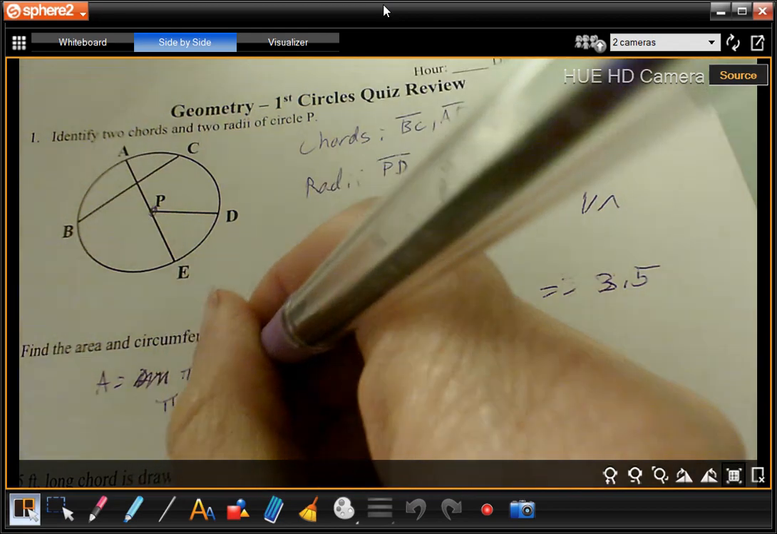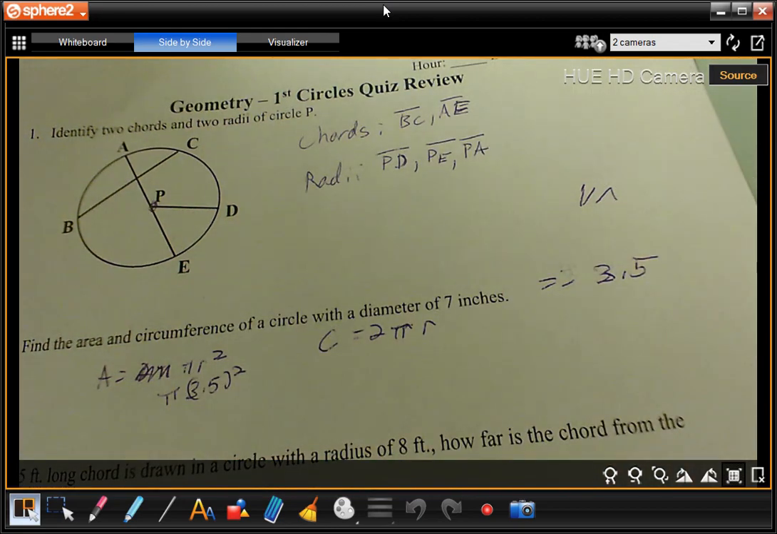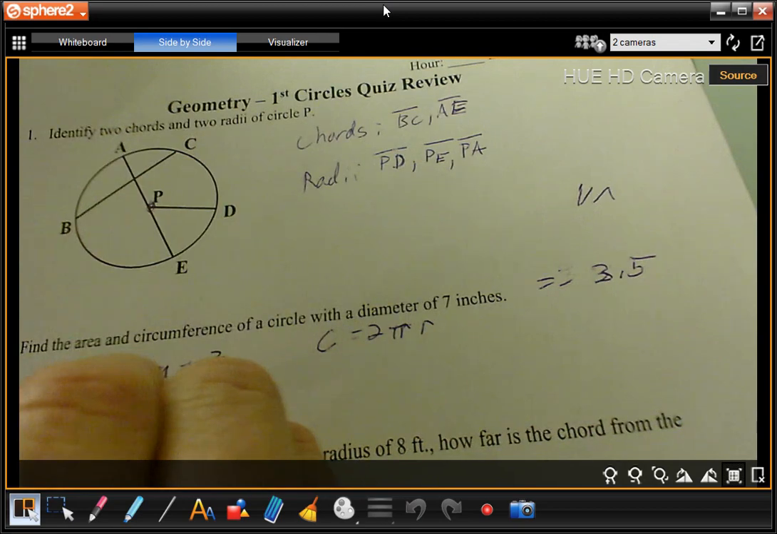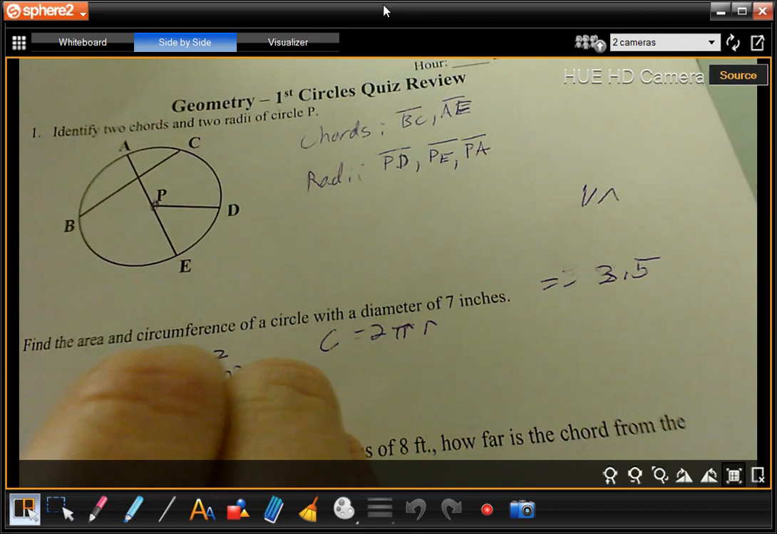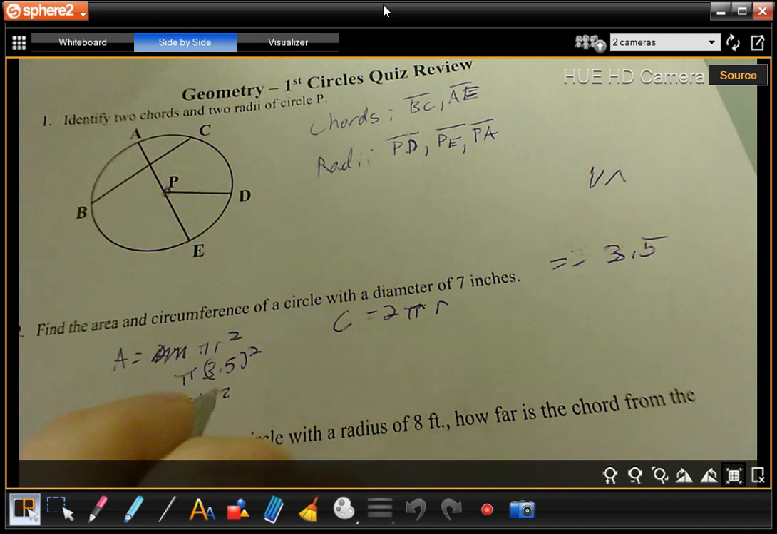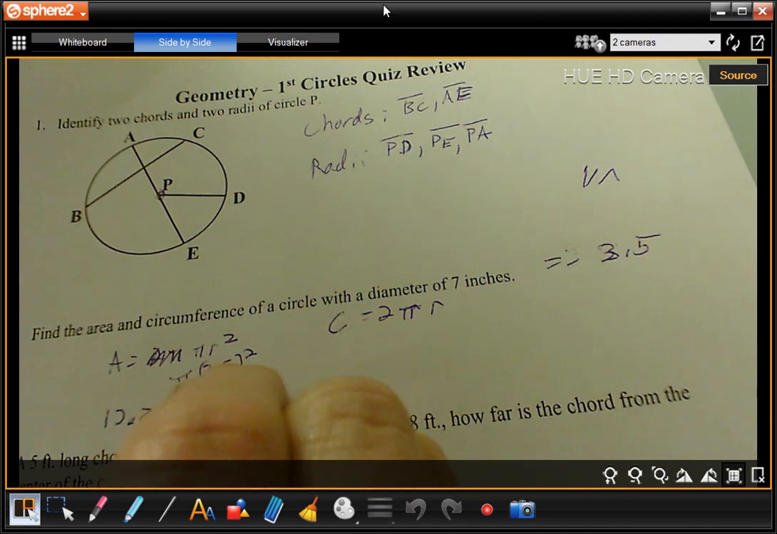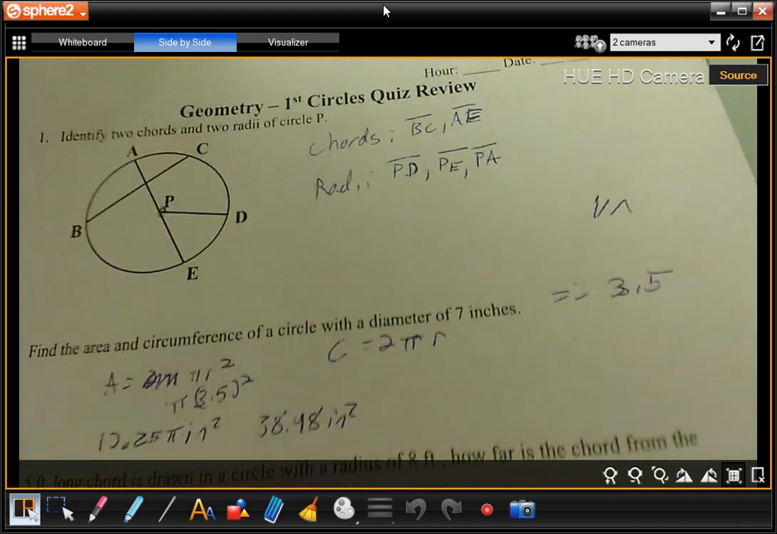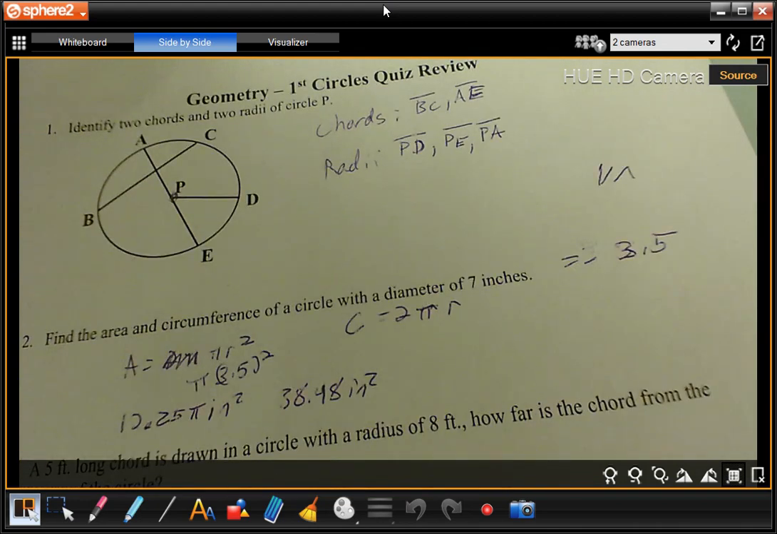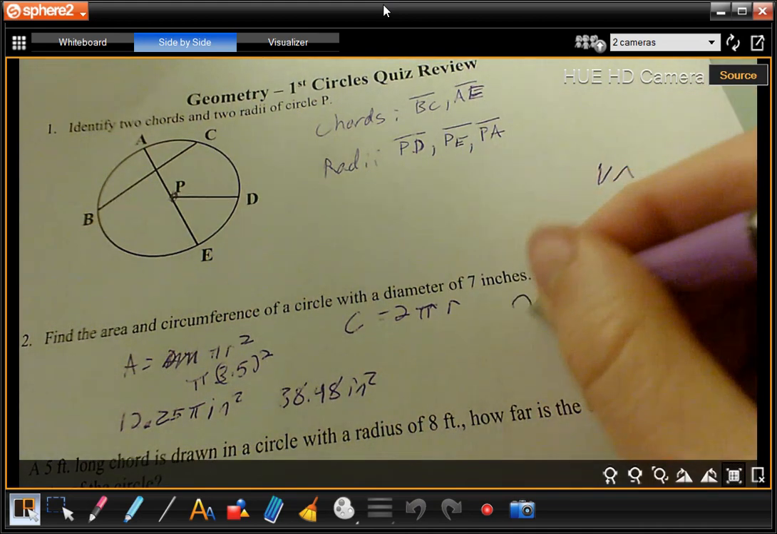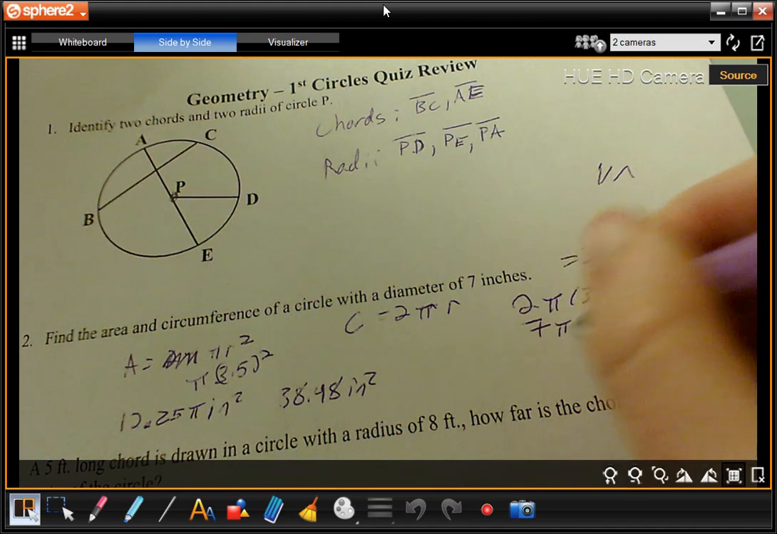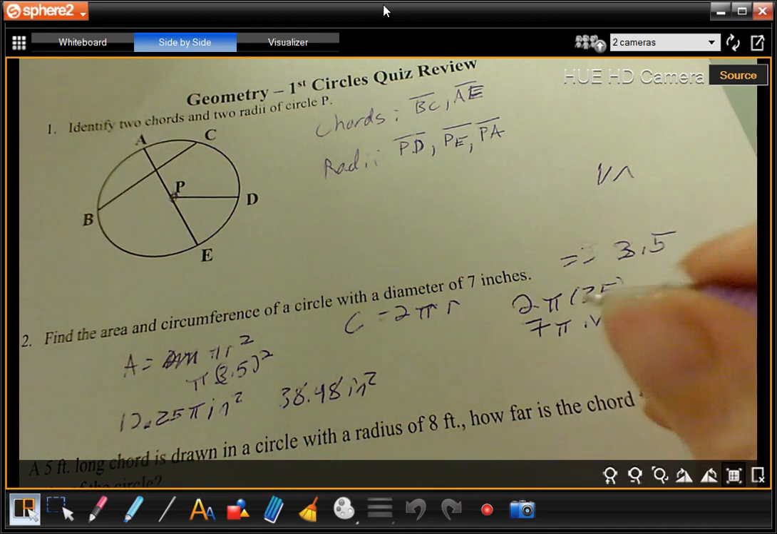So we are going to plug those in, and we get pi times 3.5 squared, and we're going to give the exact answer, which is 12.25 pi inches squared, or the approximate answer, which is 38.48 inches squared. So either one, approximate or exact. For circumference, we get 2 pi 3.5, or 7 pi inches, or 21.99 inches.